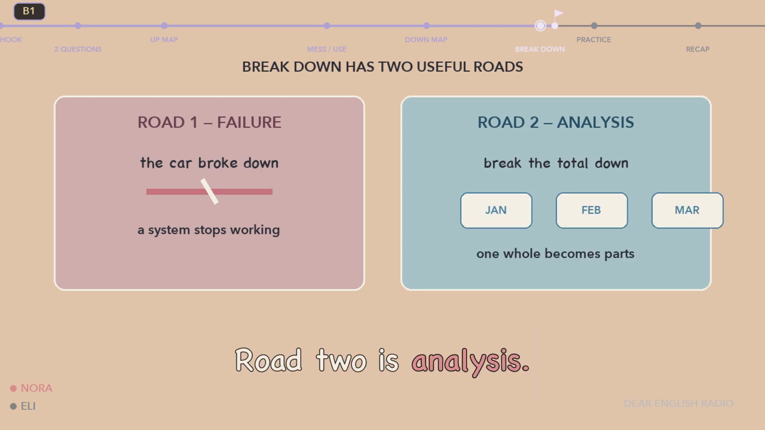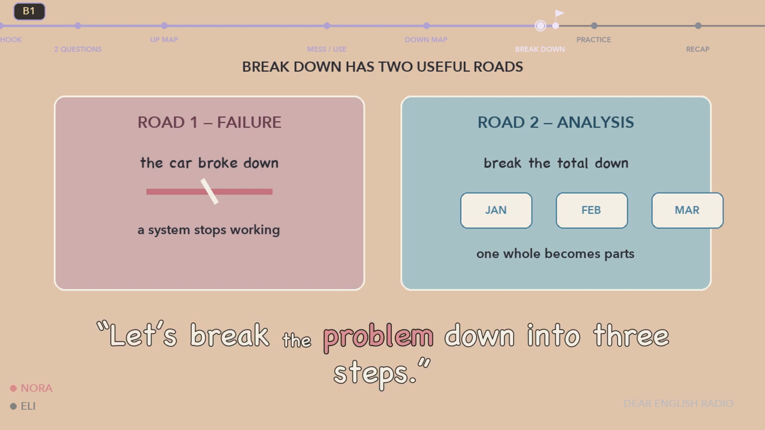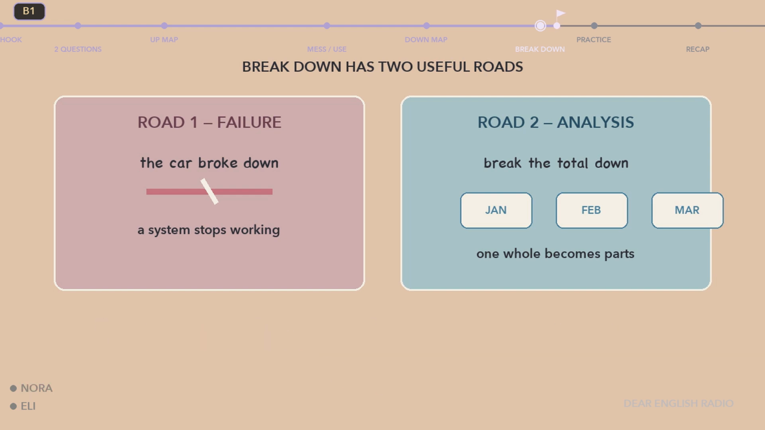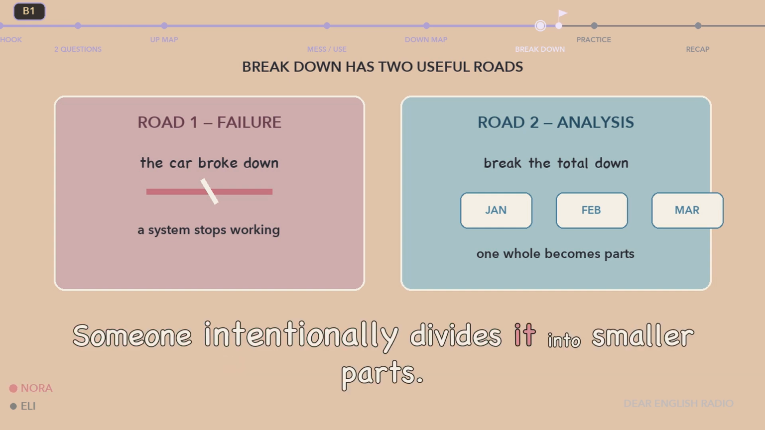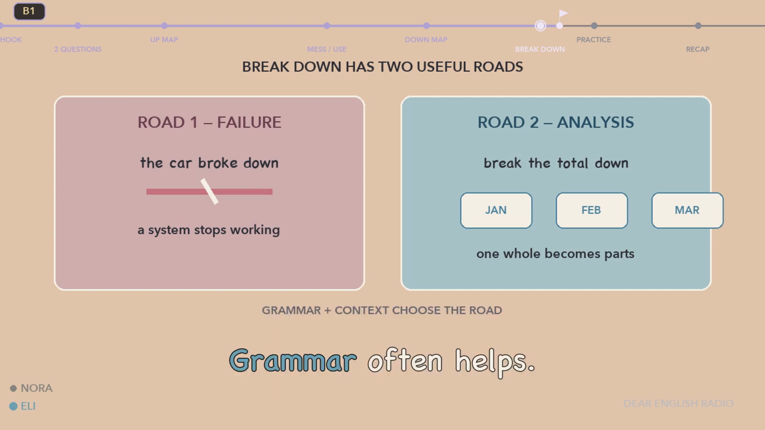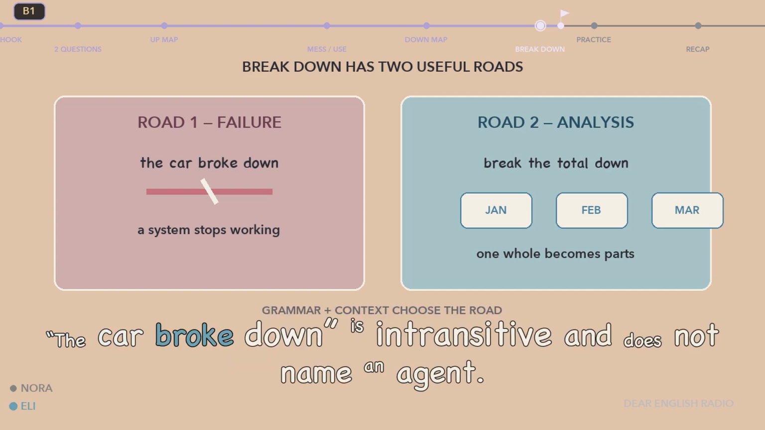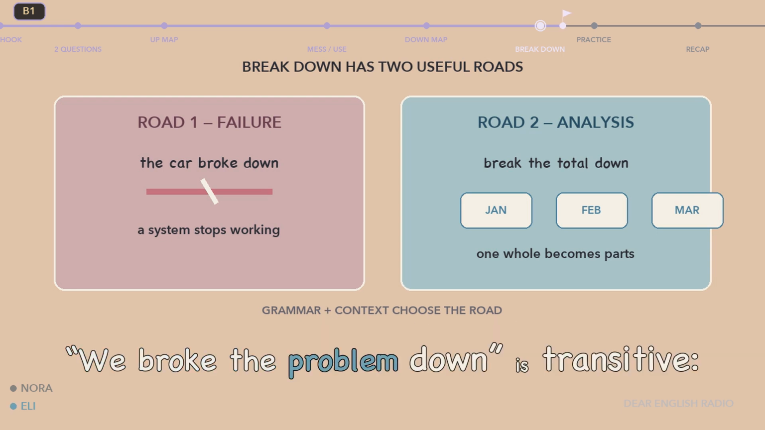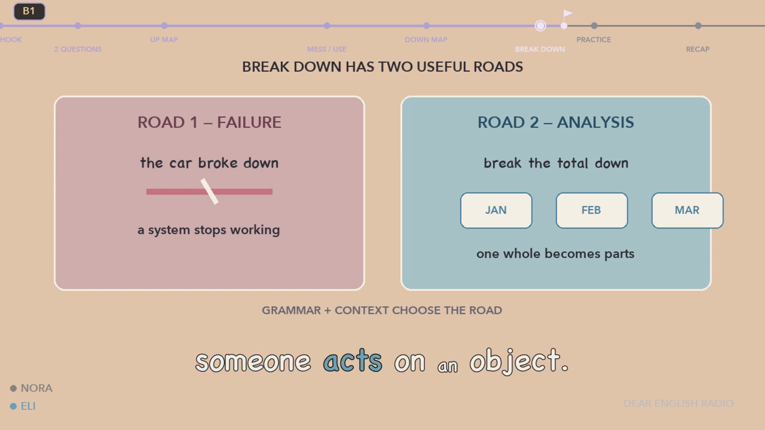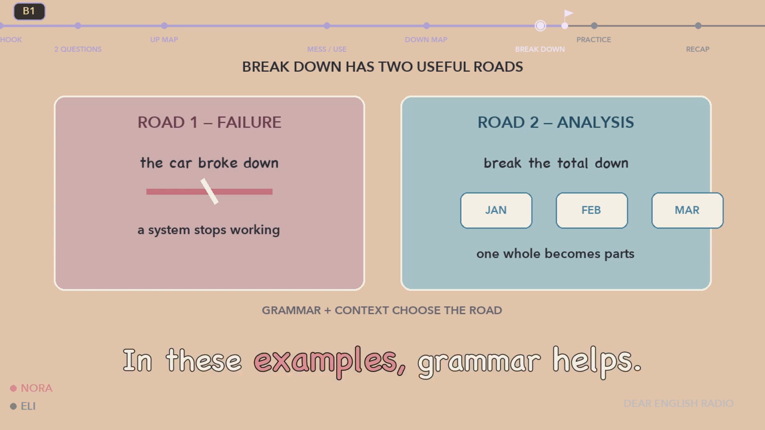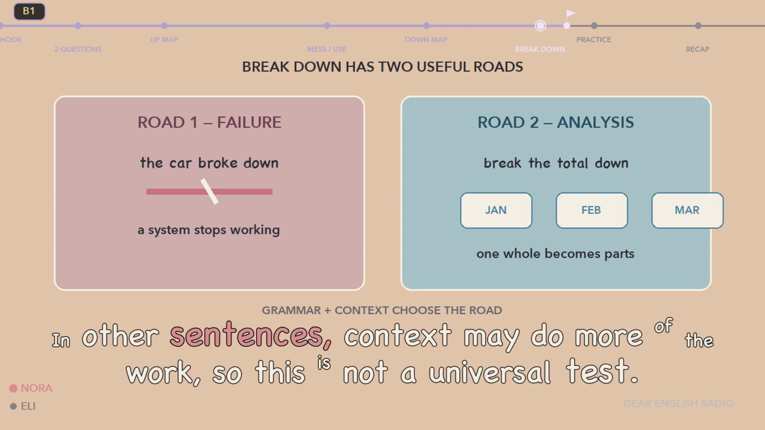Road 2 is analysis. Let's break the problem down into 3 steps. The whole does not fail. Someone intentionally divides it into smaller parts. Grammar often helps. The car broke down is intransitive and does not name an agent. We broke the problem down is transitive. Someone acts on an object. In these examples, grammar helps. In other sentences, context may do more of the work.